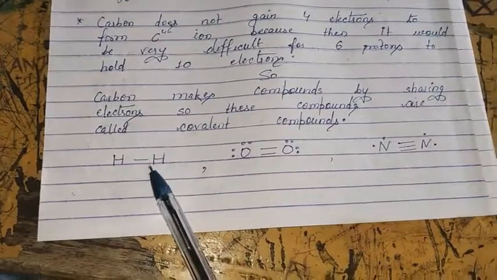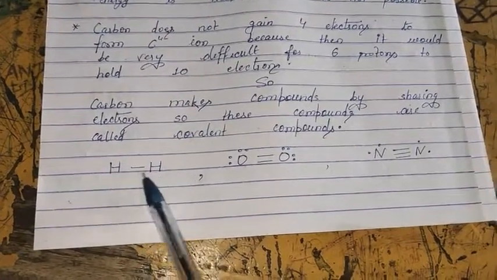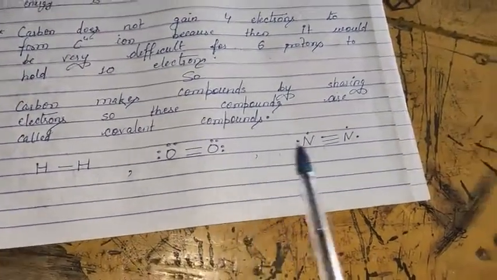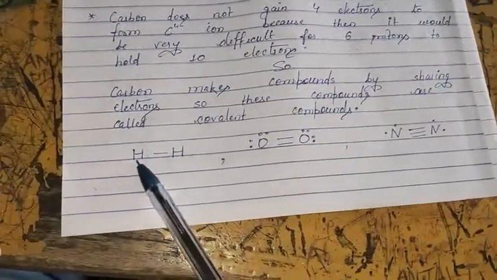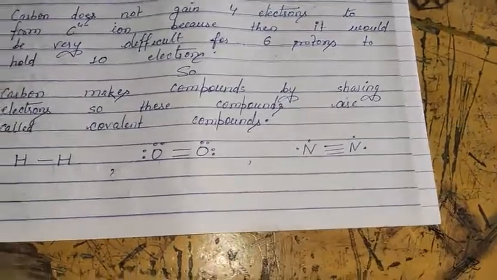For example, this hydrogen molecule is a covalent compound or covalent molecule. This is oxygen, this is nitrogen. Hydrogen is having single bond, oxygen is having double bond, and nitrogen is having triple bond. That you will have to memorize.